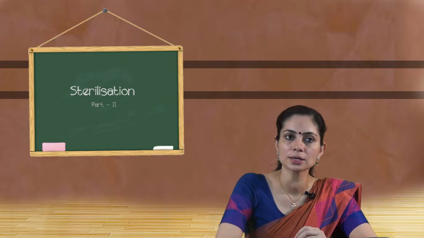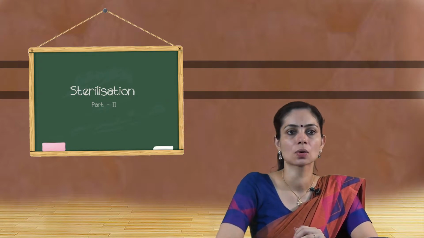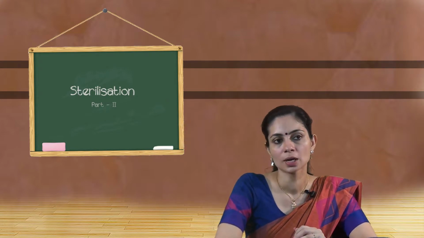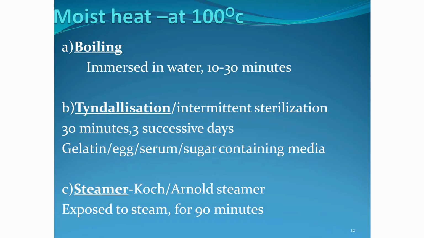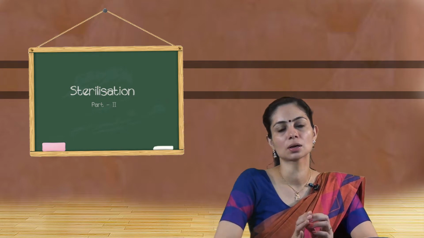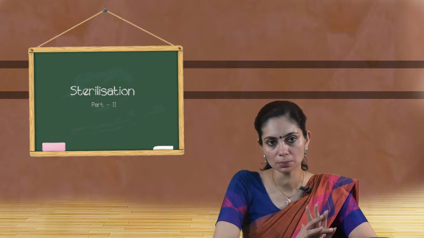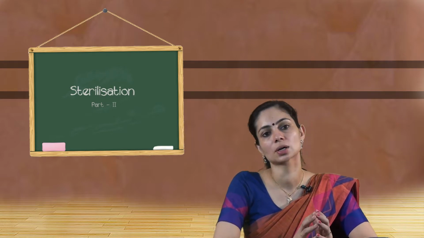The second method at 100 degrees Celsius moist heat method of sterilization is tyndallization or intermittent sterilization. Here we expose the article for 30 minutes but for 3 successive days. So at 100 degrees Celsius, articles are sterilized every day, for 3 consecutive days, for 30 minutes. Articles like gelatin, egg containing medium, serum containing or sugar containing media can be sterilized.